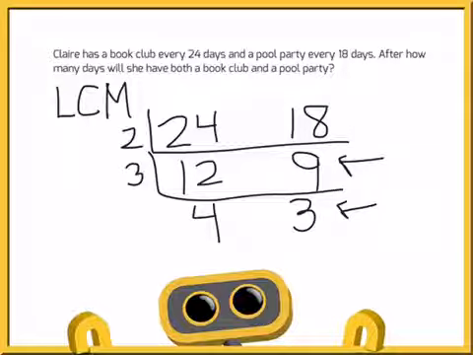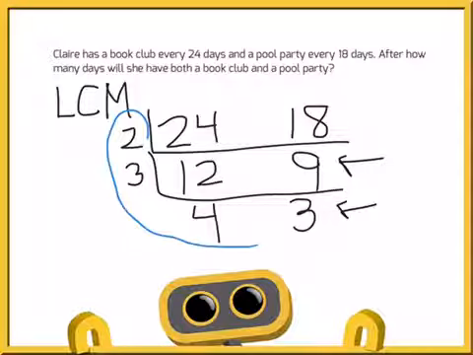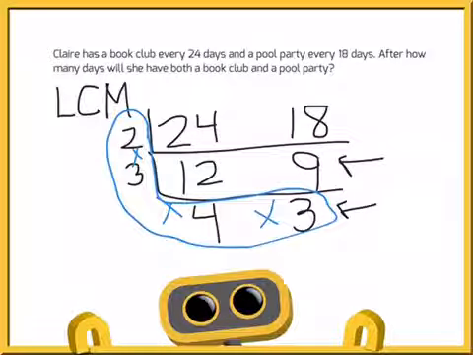Now the difference here is I'm finding the least common multiple. When I'm finding the least common multiple, I'm going to multiply together all their common factors and their remainders. So I want to do 2 times 3 times 4 times 3. When I do that, I get an answer of 72.